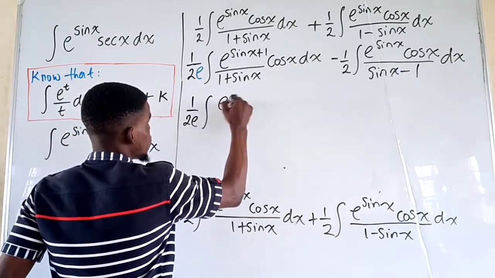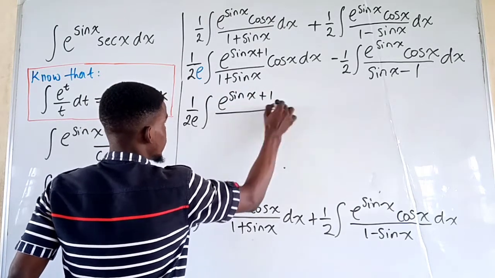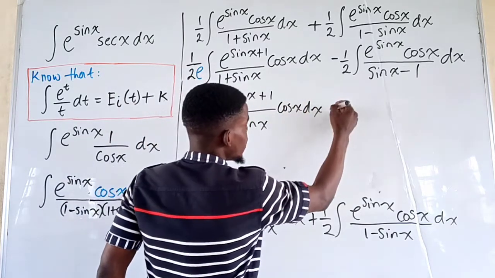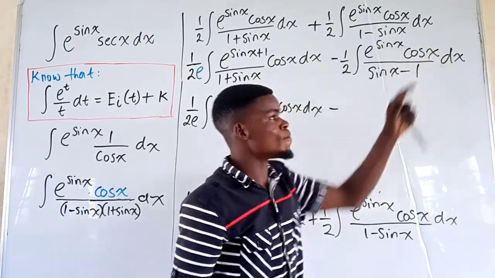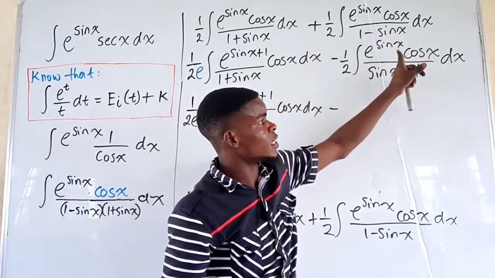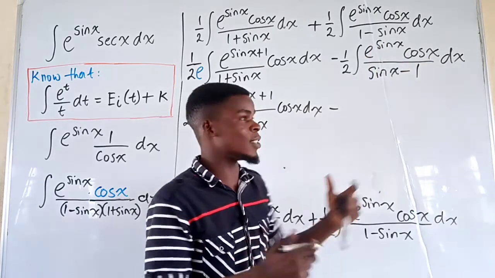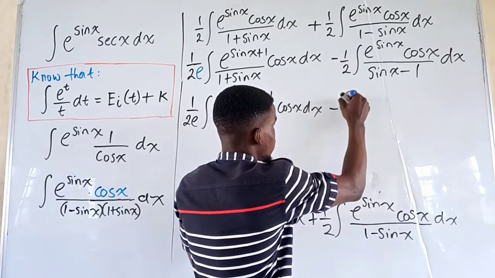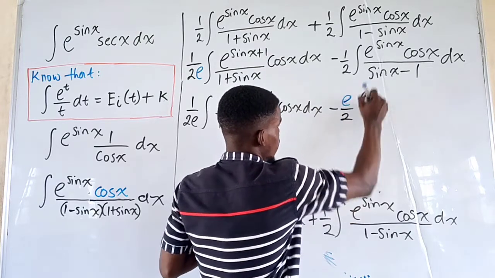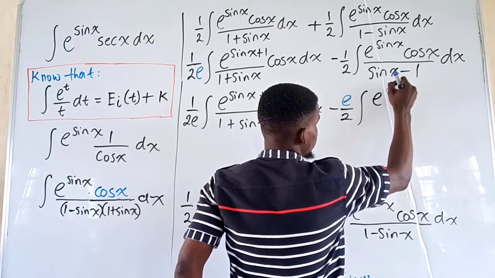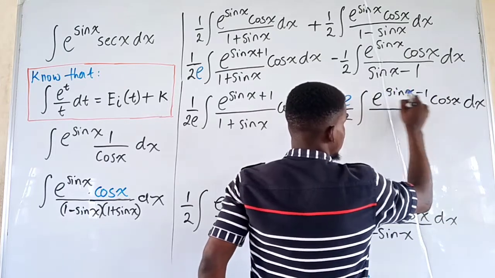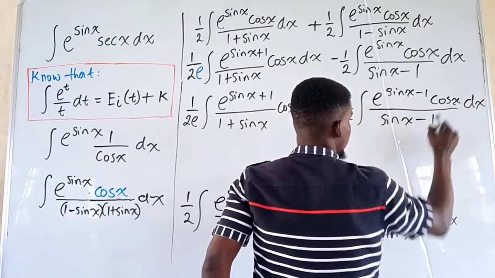then the integral of e to the power of sine of x plus 1 divided by 1 plus sine of x. I put down the cosine of x dx, then minus, since I'm going to do a division on the top, I have to multiply. So this is going to be e to the power sine of x divided by e, then I need to multiply by e to balance it, alright? So this is going to be the e here, so the e here over 2, then the integral of e to the power of sine of x minus 1, then the cosine of x, and we put down dx, and then divided by sine of x minus 1.